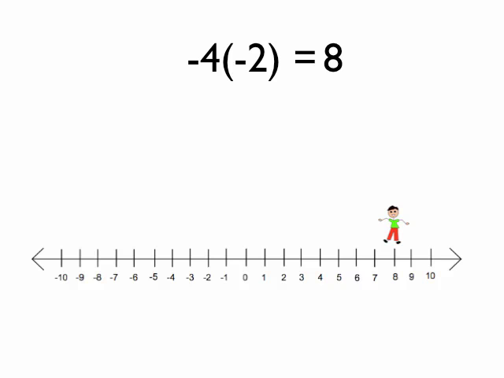And that is how we can use boys and girls at a middle school dance to model different integer operations.